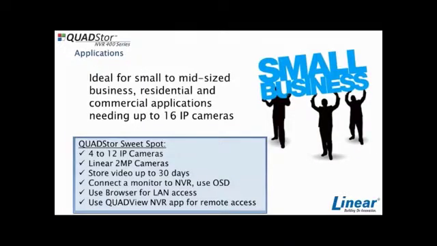The QUADStore NVR is an ideal solution for small to mid-sized businesses, residential and commercial applications that need up to 16 IP cameras. The QUADStore sweet spot is the 4 to 12 camera range with Linear 2 megapixel cameras where up to 30 days of video storage is needed. Connect a monitor to the NVR and use it similarly as a DVR. Use the browser and QUADVIEW NVR app for remote access.